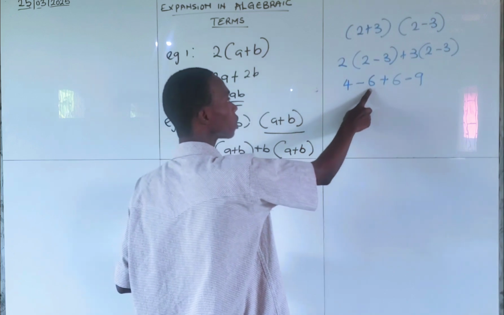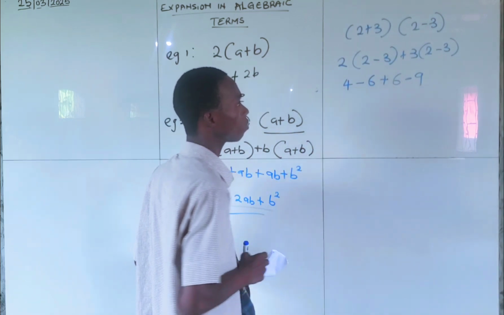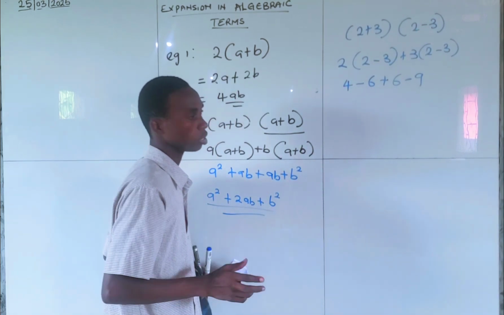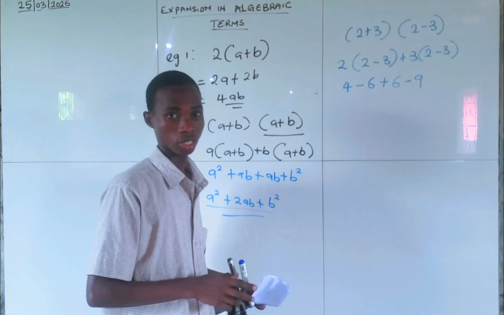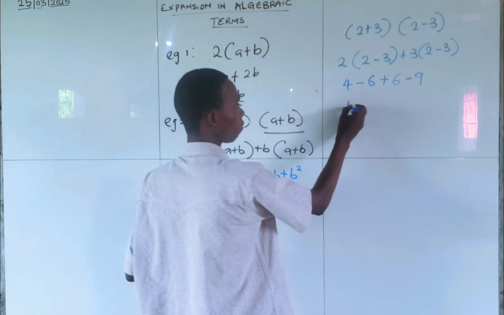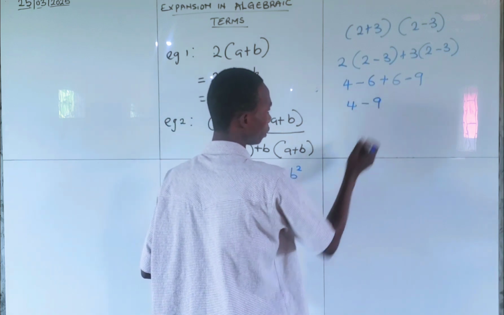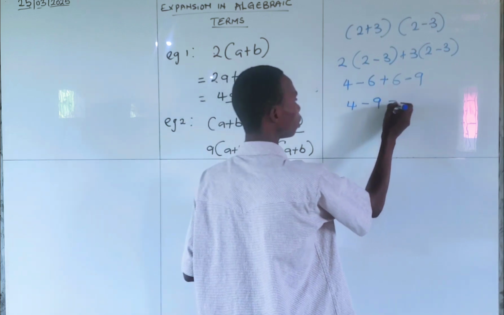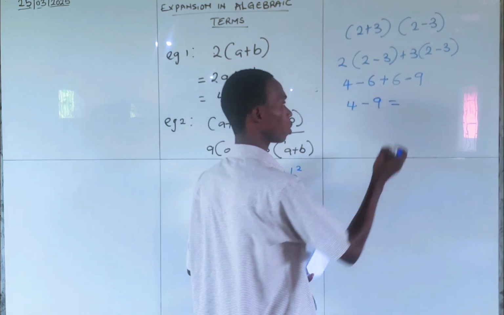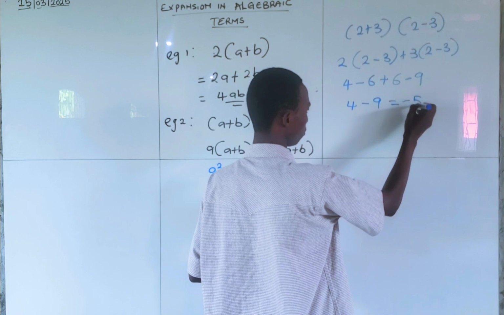So minus 6 plus 6 will give us what? Will give us nothing there. If we're having minus 6 plus 6, it is nothing. So we are just left with 4 minus 9. Now, if we have 4 minus 9, will give us what? Will give us minus 5.